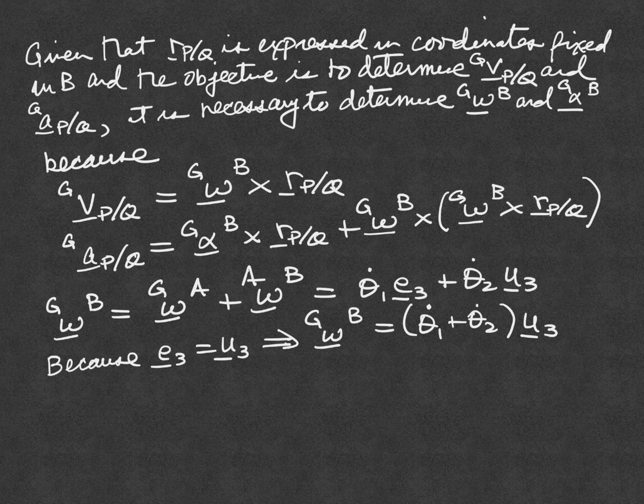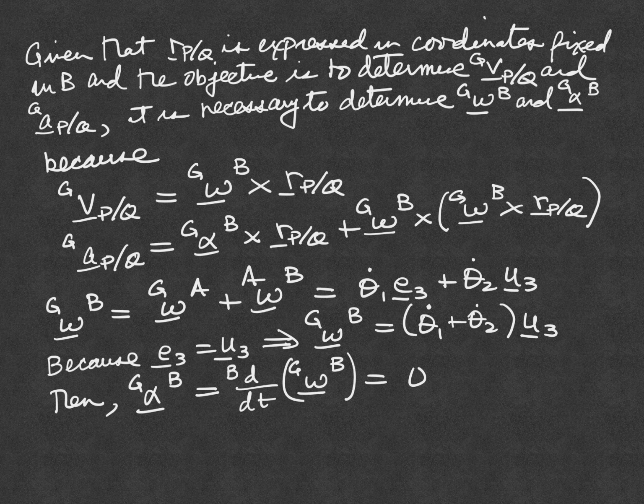And even though mathematically it's equivalent to E3, everything needs to be expressed in that basis, U1, U2, U3, because that's the basis I chose that's fixed in reference frame B. So now I have the angular velocity of B and G. Then the angular acceleration of B and G is equal to the rate of change in reference frame B of the angular velocity of B and G, which is equal to theta 1 double dot plus theta 2 double dot times u3.